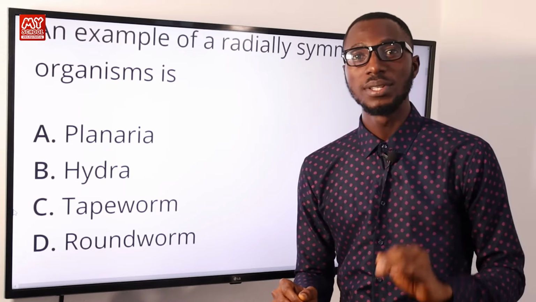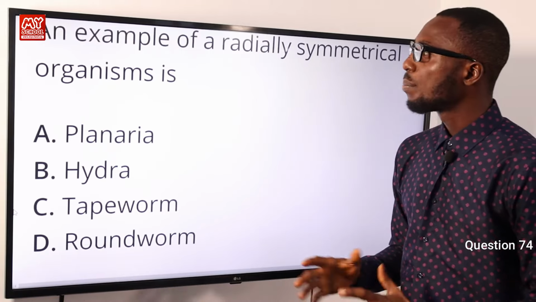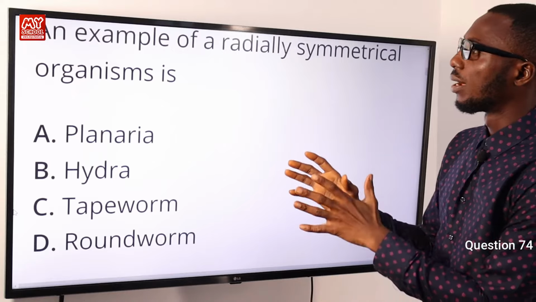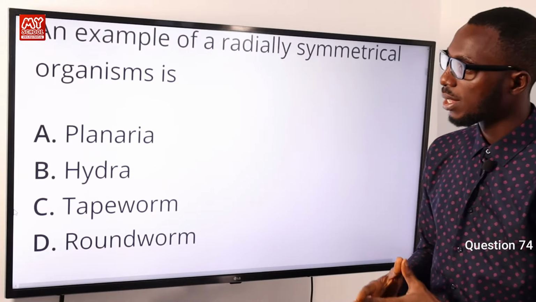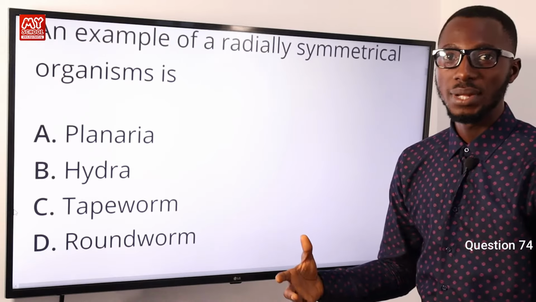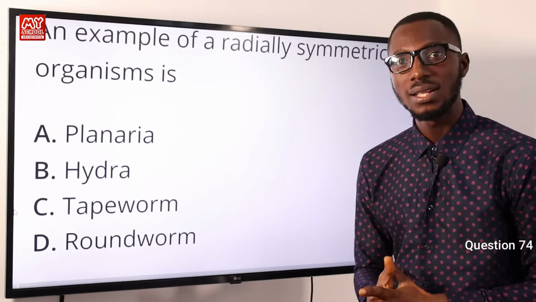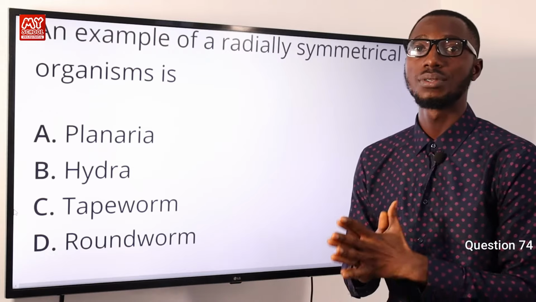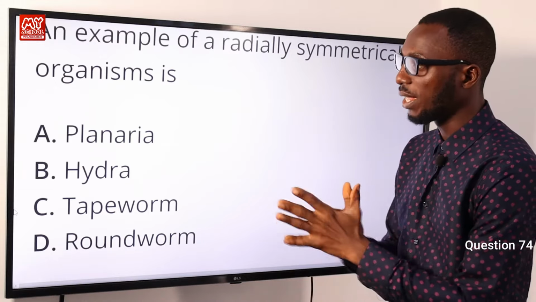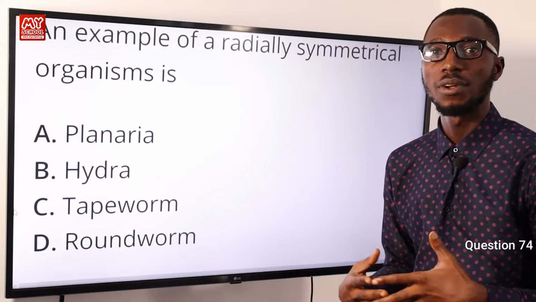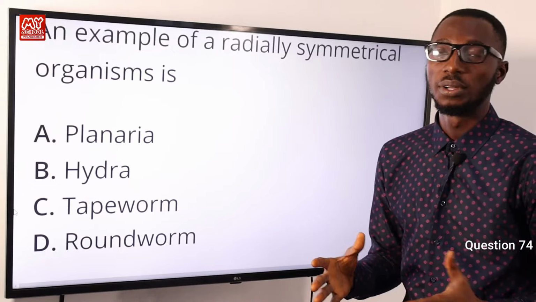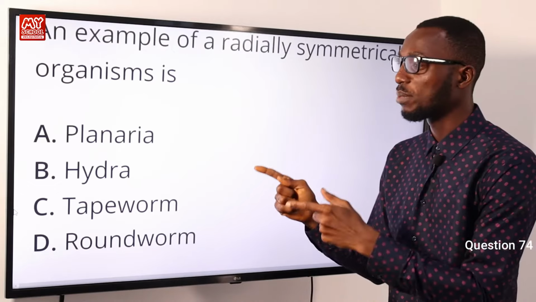So right now, let's tackle question 74. An example of a radially symmetrical organism is what? When we look at all of these options, planaria and tapeworm are referred to as platyhelminths, and they have bilateral symmetry. Even roundworm also has bilateral symmetry. So the correct option here is option B, Hydra. As one of the examples of cnidarians, they are all radially symmetrical. So the correct option, for emphasis sake, is option B for Hydra.